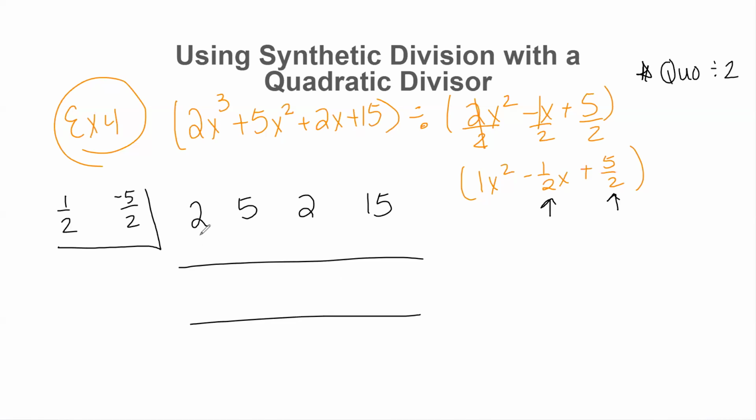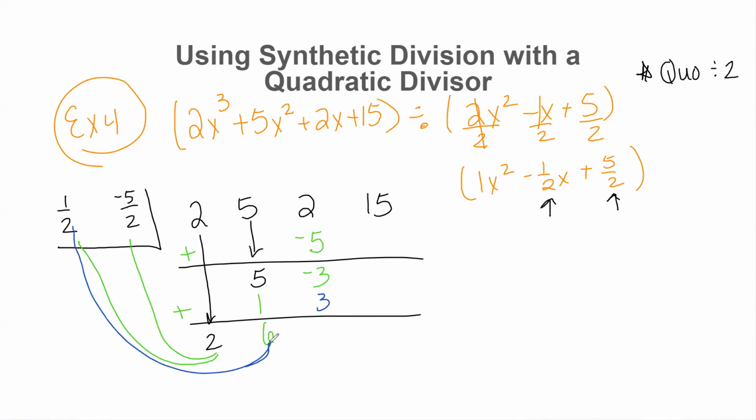Set up, drop all the way, drop halfway, only multiplying on the bottom, starting with the left. 2 times a half is 1. 2 times negative 5 halves is negative 5. Add, add. Only on the bottom do we multiply. 6 times a half is 3. 6 times negative 5 halves is negative 15. Add, add. And drop down. Did I miss a 0 somewhere? No, we're good. These last 2 are your remainders.